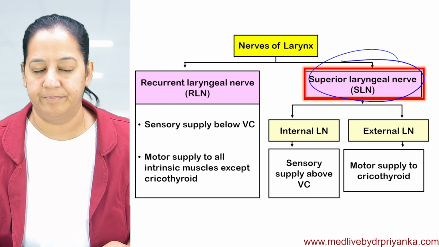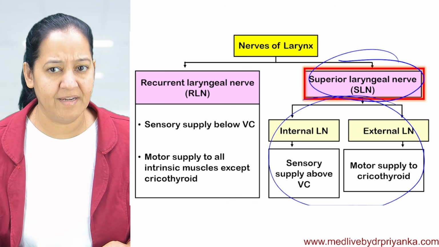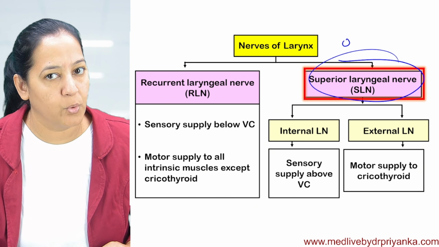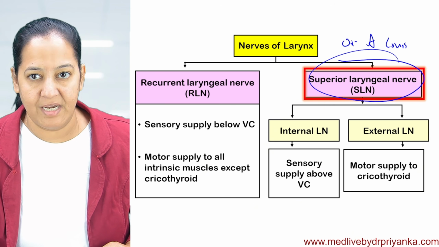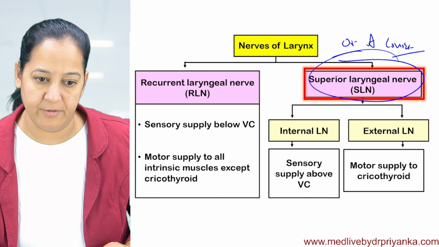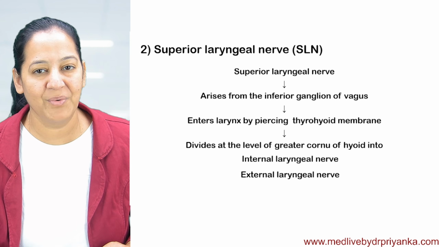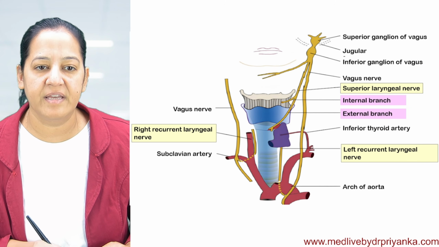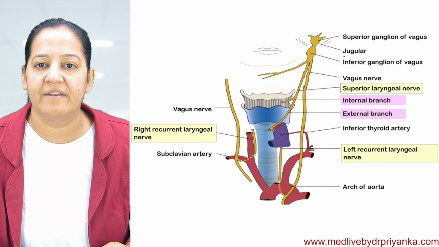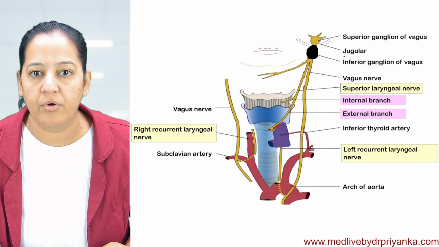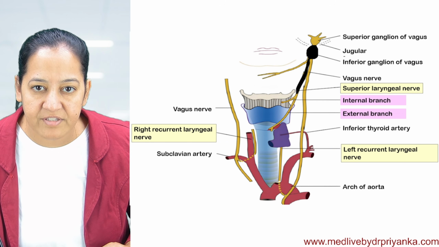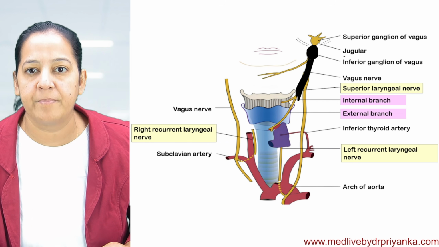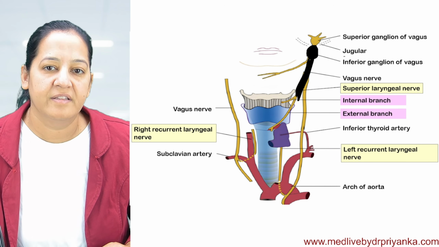Now come to SLN. Before I tell you the sensory and motor supply, I must tell you its origin and course. Then I will tell you the supply. What is the origin? It arises from the inferior ganglion of the vagus. Where is the inferior ganglion? You can see this is the inferior ganglion of the vagus. From the inferior ganglion of the vagus, this nerve which is coming is SLN. You can appreciate this one is SLN. I have highlighted it.